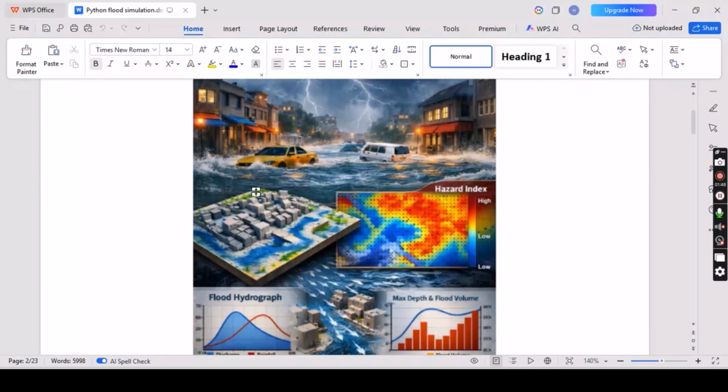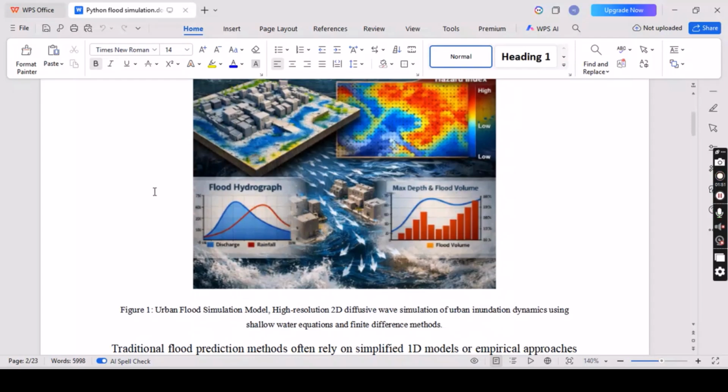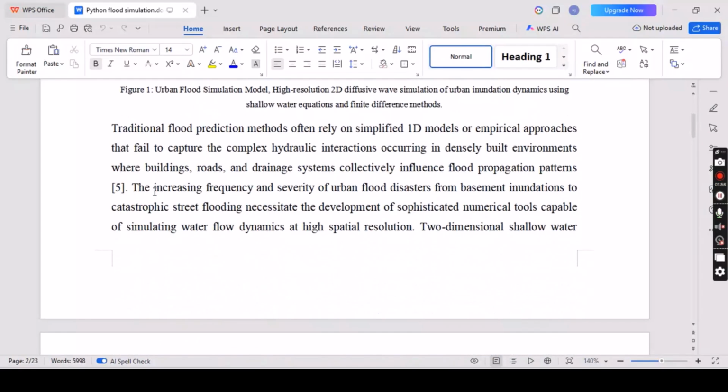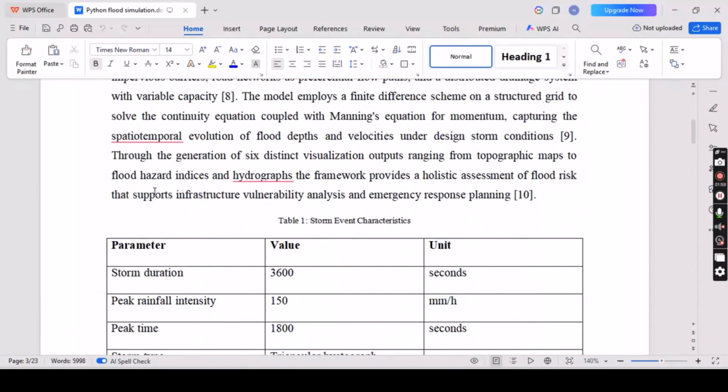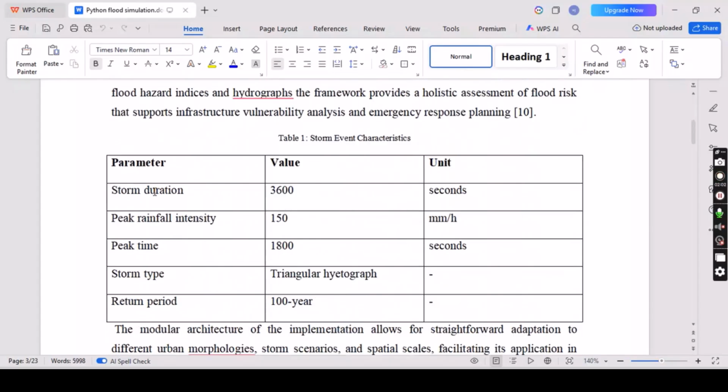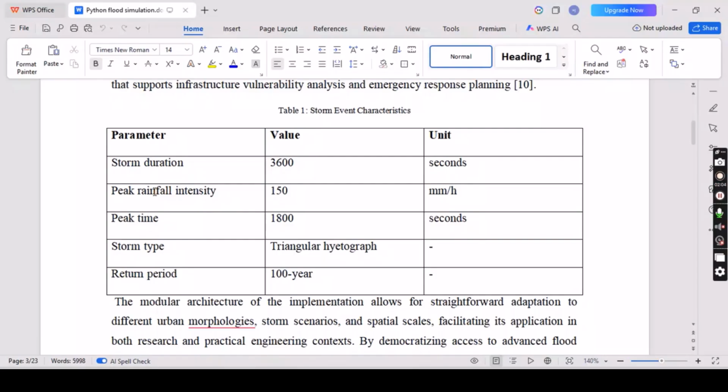Okay, so this is a simulation, and this is how we can identify the flood hydrograph for the maximum depth and flood volume as well. So these are the storm event characteristics. Basically, this complete article will predict the flood duration, its peak, its normal value, its depth, and its affected areas, and we can plan safety measures for our specific areas through this article.